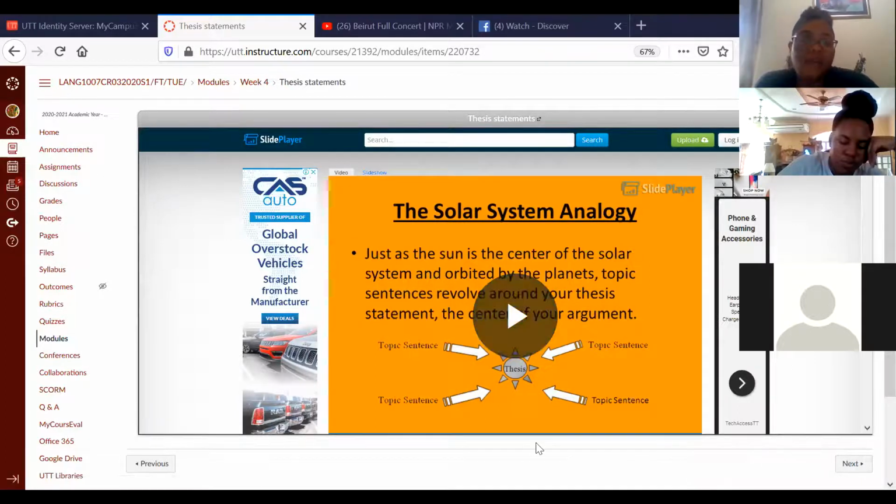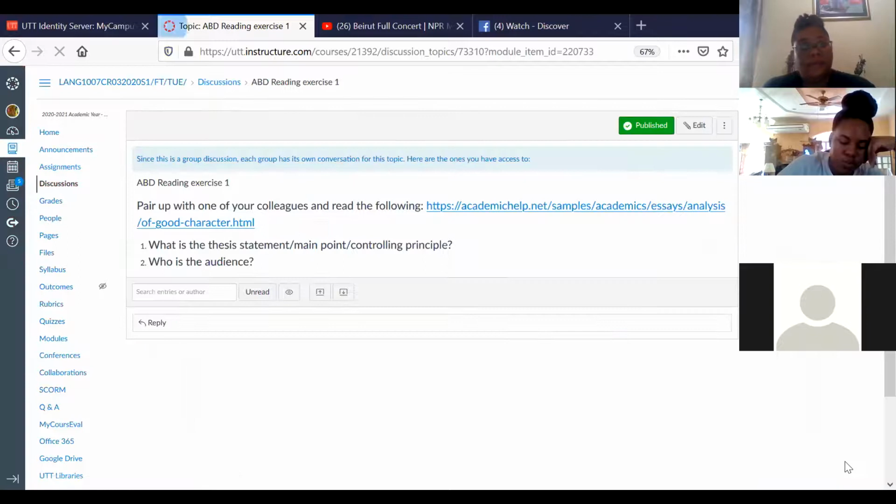So, and I like this idea of the solar system. If you think about the thesis being the center of your essay, it's the core of your essay, everything revolves around your thesis. So the topic sentences revolve around your thesis. The topic sentence then guides each paragraph, so everything becomes very structured and organized. You will be very sure that what you're trying to convey, the message you're trying to send in your writing, is actually sent. All right.